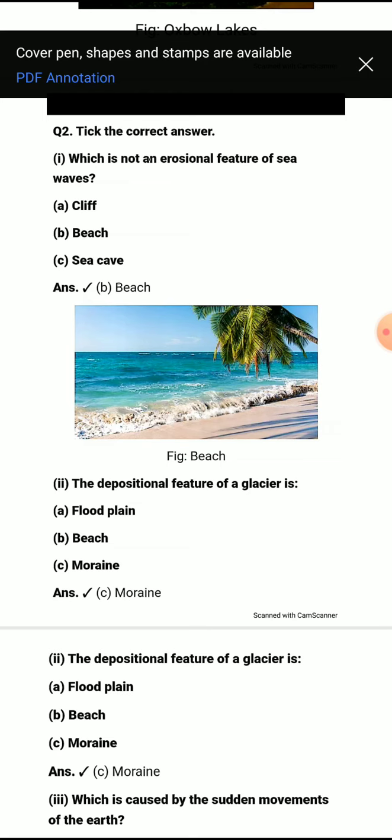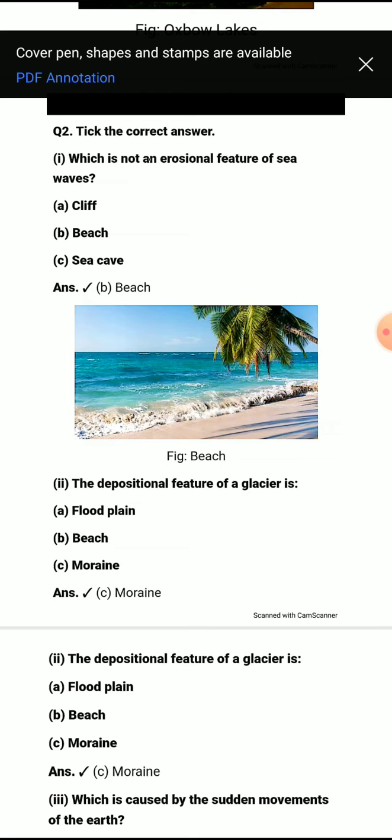Next is about which is caused by the sudden movement in the earth. We all know that sudden movements are only because of the endogenic forces. And here three options are given: flood, floodplains.